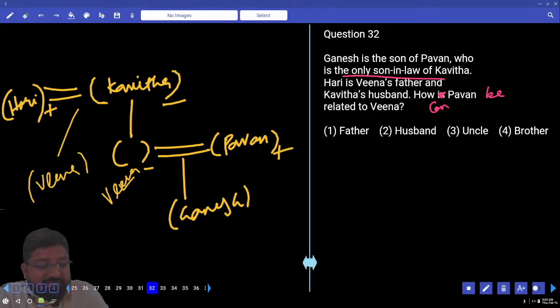How is Veena related to Pawan? Veena is the wife. Can you question how is Pawan related to Veena? Husband. There is a possibility that he can be husband. Is this clear?